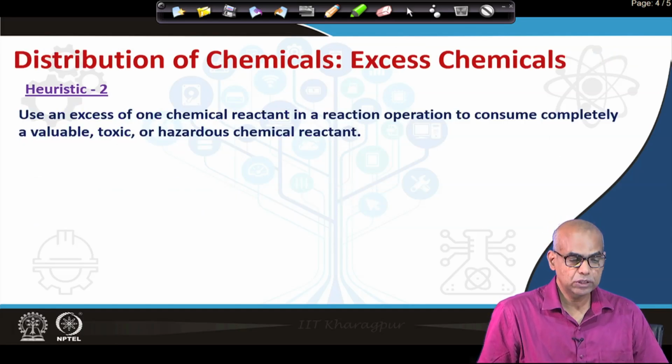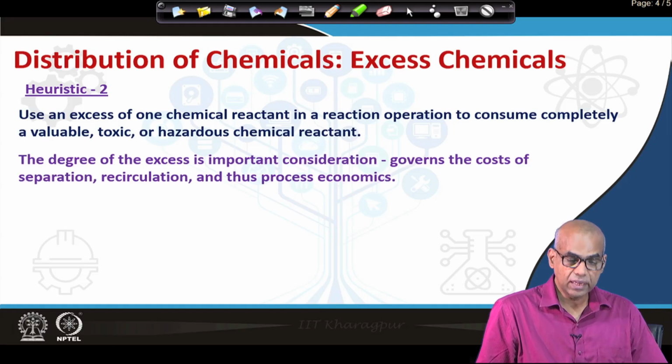Let us come to heuristic number 2. Use an excess of one chemical reactant in a reaction operation to consume completely a valuable, toxic or hazardous chemical reactant. The degree of excess, of course, is an important consideration. So, what should be the amount which we call excess amount? Because the degree of excess will govern the cost of separation, recirculation and of course, thus influence process economics.